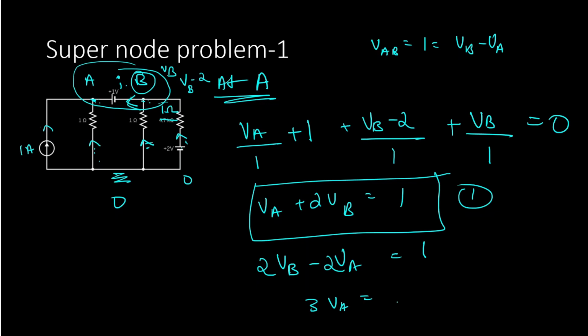In this specific problem, VA is equal to 0. Similarly, if VA is equal to 0, VB is equal to 1. In this specific problem, because of the current which is entering, which is just 1 over here, and this voltage source is 2, the final result is VB equal to 1 and VA equal to 0. So that is the supernode problem.